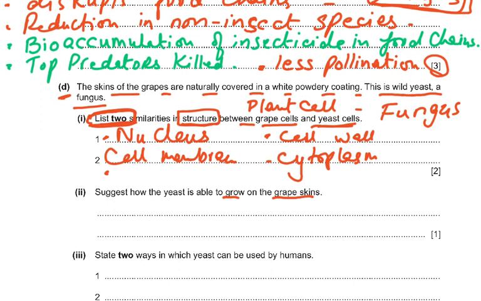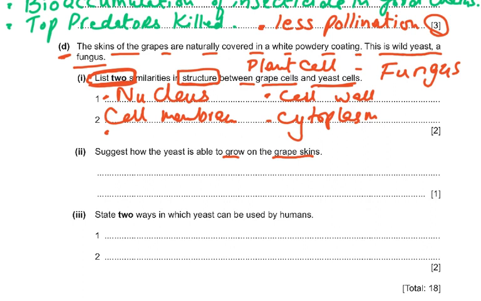So they have to somehow come from somewhere. So you've got to understand that. Then coming to the last, third part, state two ways in which yeast can be used by humans. How can it be used by humans? You can't say fermentation. What do we get out of fermentation? We use it to make bread so that we can have bread and jam in the morning.